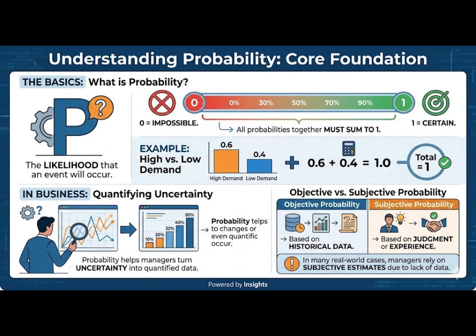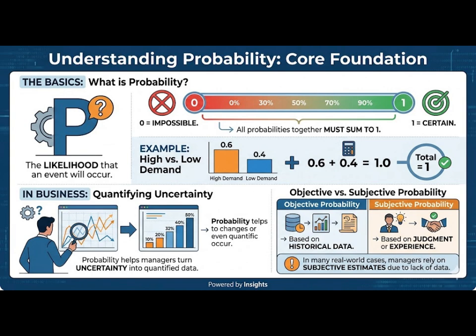Now, let's understand what probability is. This is the core foundation of today's topic. Let's start with the basics. Probability is simply the likelihood that an event will occur. It ranges from 0 to 1. 0 means 0%, 1 means 100%. So, what does it mean? 0 means impossible, 1 means certain, absolutely certain, 100% probability.